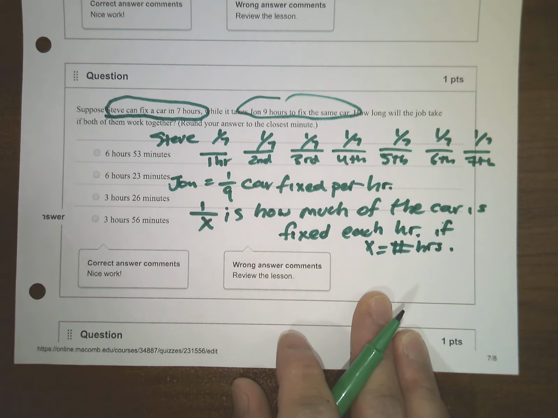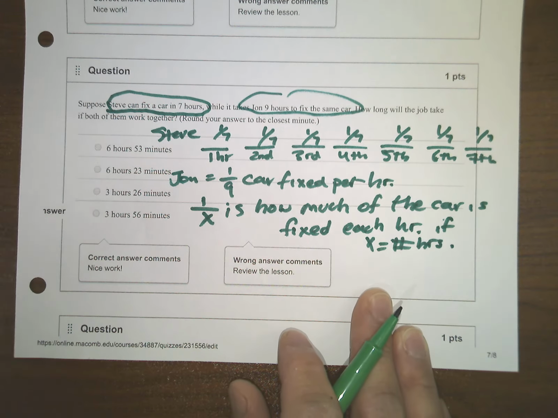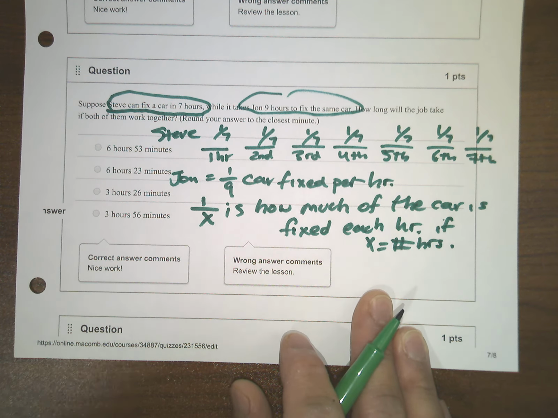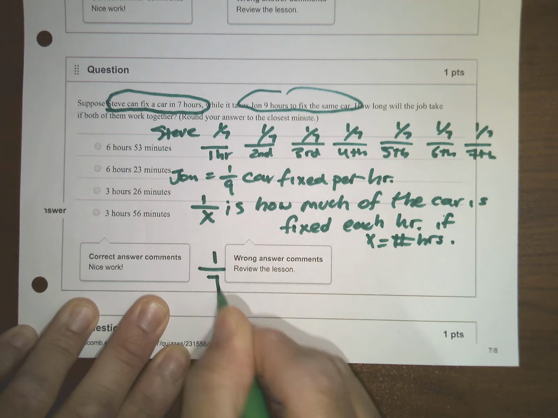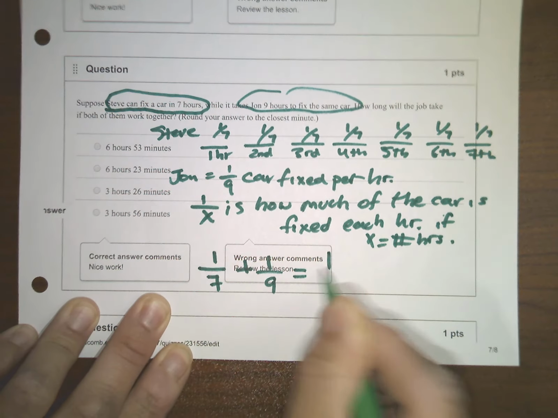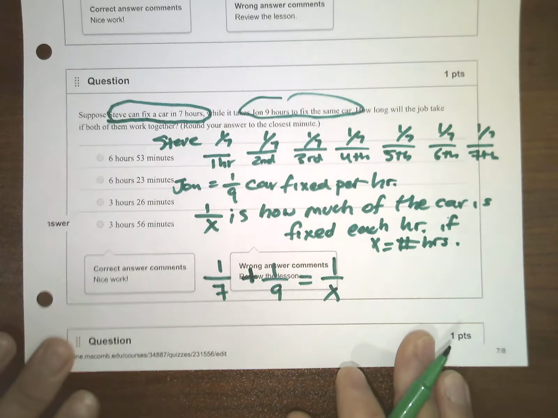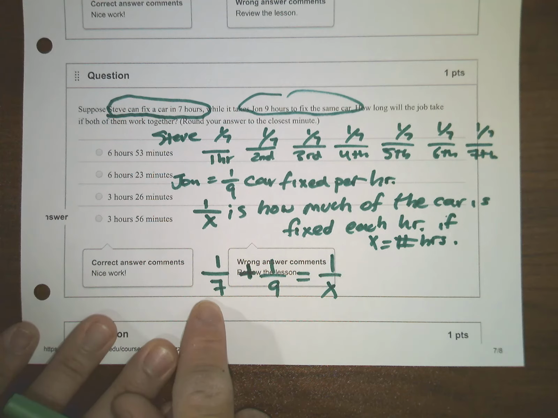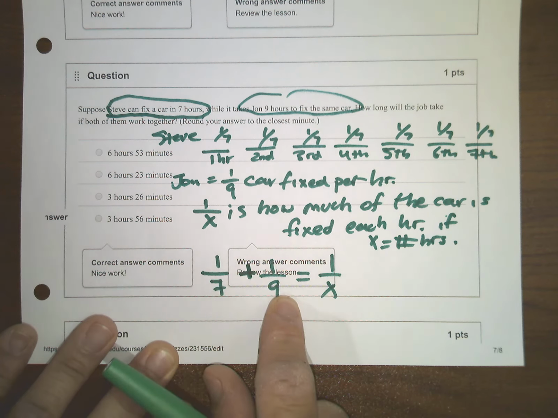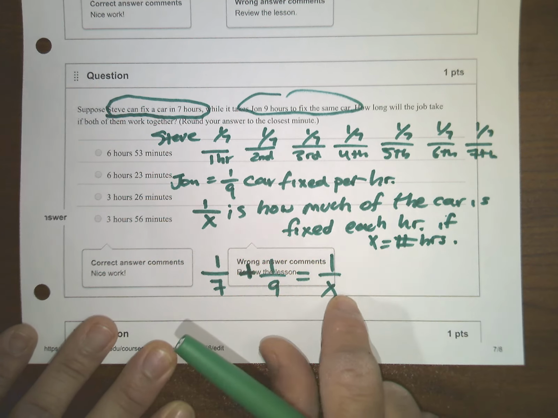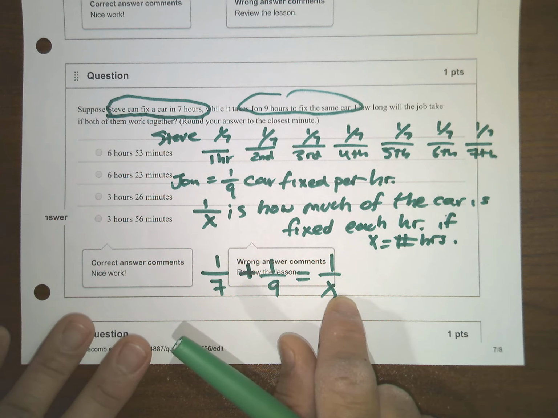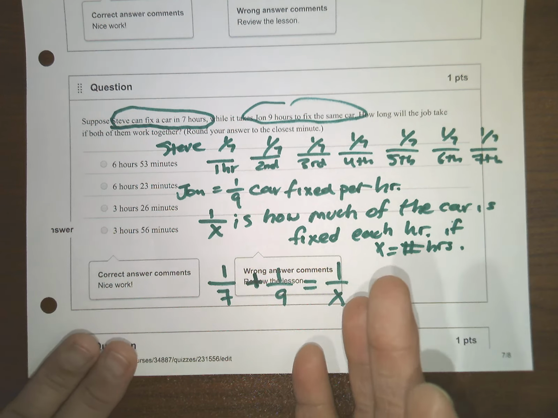So what you're going to say is, if they work together, you're going to add how much of the car they can fix. So 1 over 7 plus 1 over 9 is equal to 1 over x. That's the amount of the car that Steve can fix each hour, plus the amount of the car that John can fix each hour. That equals the total amount of the car that they can fix each hour.